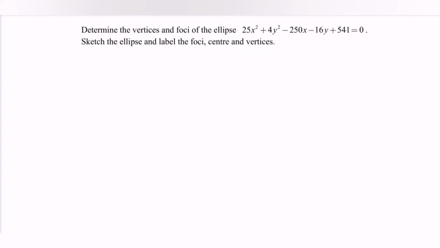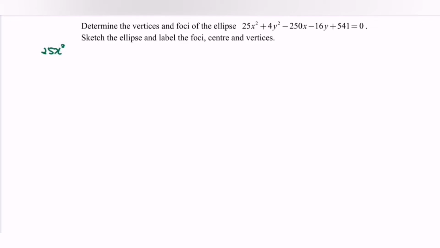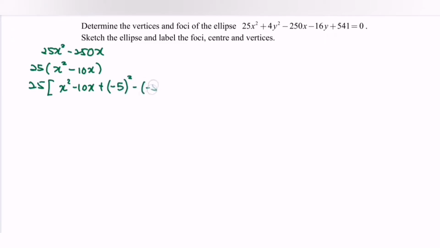So the first step is to pick up the general equation of the ellipse and complete the square to make it become standard form. 25x squared minus 250x, so focus on the x part. Kindly factor out the 25, so here we have x squared minus 10x. Next, completing the square: 25 bracket x squared minus 10x plus bracket negative 10 over 2, which is negative 5, squared, minus bracket negative 5 squared. Close the bracket and simplify. So we have 25 bracket x minus 5 squared minus 25.